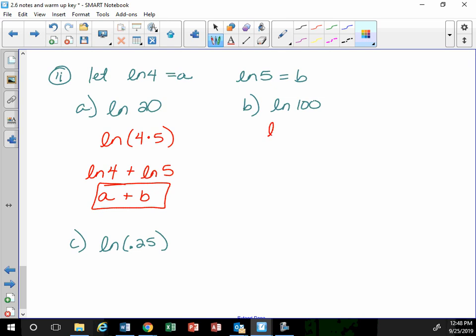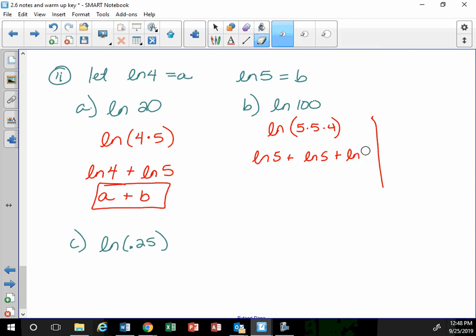So 100. That is 5 times 5 times 4, right? Okay. I want to go through a couple ways you can write this. You can absolutely tell me this. And then b plus a. Please simplify that to 2b plus a.